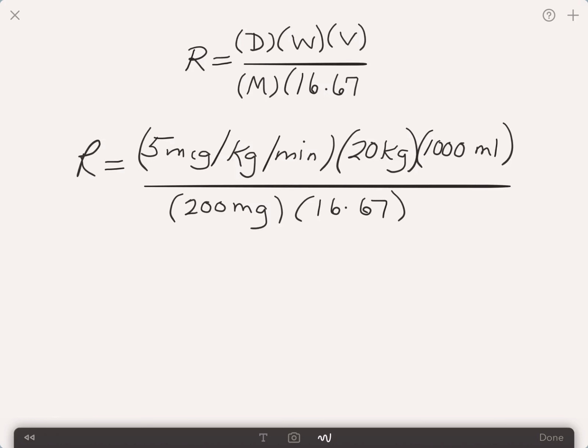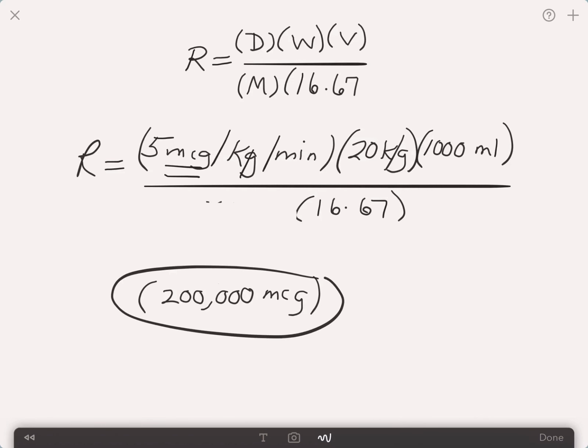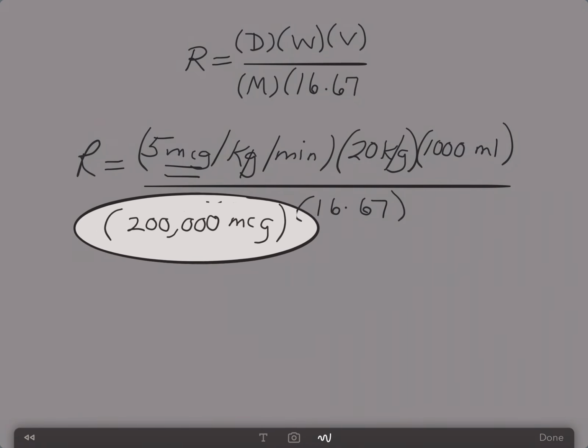Take a look at the units here, see if you can cancel anything out. I can see I can cancel out kilograms here, minutes and mils stays. I should be able to cancel out my weights, but one of the problems is that the units are different, so we're going to have to get them the same. I think what I'm going to do is convert 200 milligrams to micrograms, so then we can cancel out our micrograms. So I know that if I move my decimal point 3 places to the right, our value instead of 200 milligrams comes out to be 200,000 micrograms. So we're going to use this in our formula instead. I'm going to move this up into my formula right here.